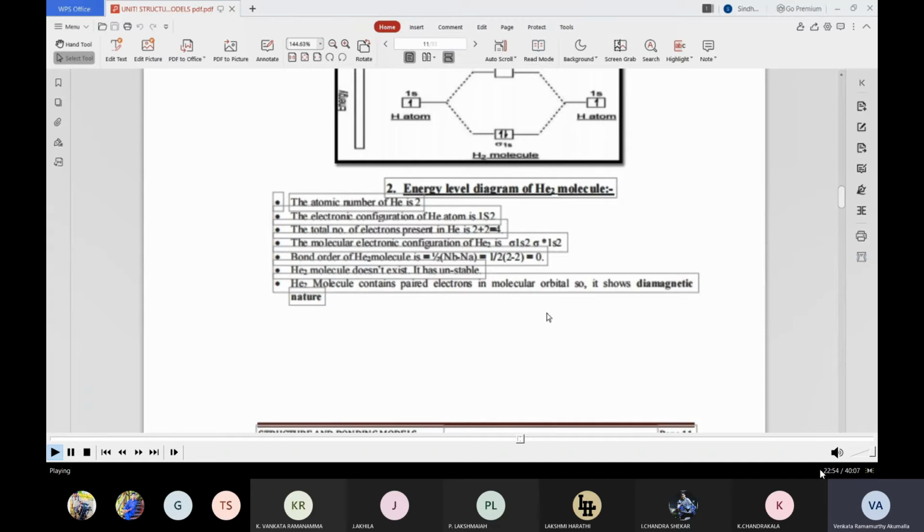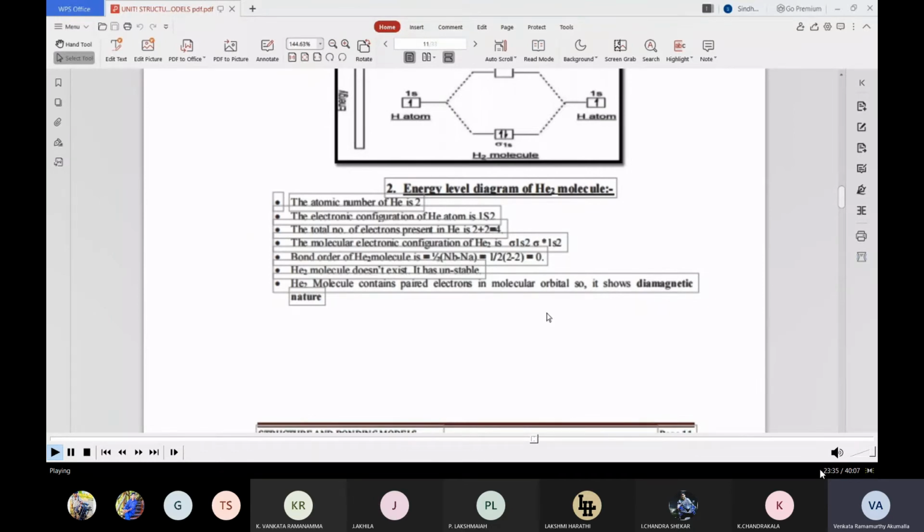Okay? Now the bond order of the helium molecule is 1/2 into the number of bonding electrons minus the number of anti-bonding electrons. That is equal to 1/2 into 2 minus 2, which is equal to 0. The molecule does not exist; it is unstable. The helium molecule contains paired electrons in the molecular orbitals, so it shows diamagnetic nature.